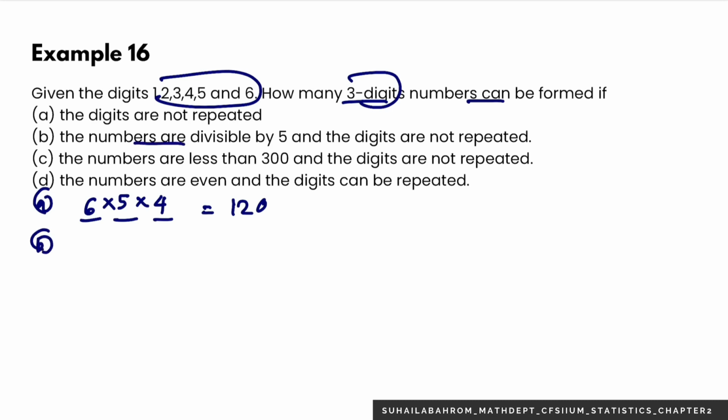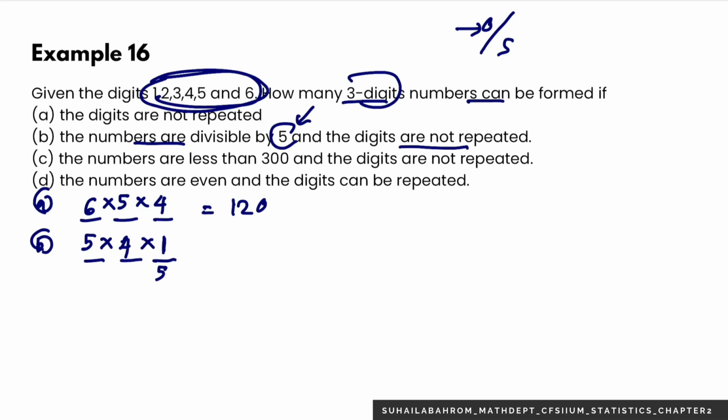And then for part B, the numbers are divisible by 5 and the digits are not repeated. So we still want to form numbers with 3 digits, and divisibility by 5 is determined by the last digit. It's either 0 or 5. Since there is no option for the digit 0, the only possible digit is 5. So there is only one way to have the digit 5 as the last digit of the 3-digit number. And then since the digits cannot be repeated, you have the remaining 5 digits to be selected for the first digit. For the second digit, you have the remaining 4 digits. So the total number of outcomes is equivalent to 20 possible 3-digit numbers.